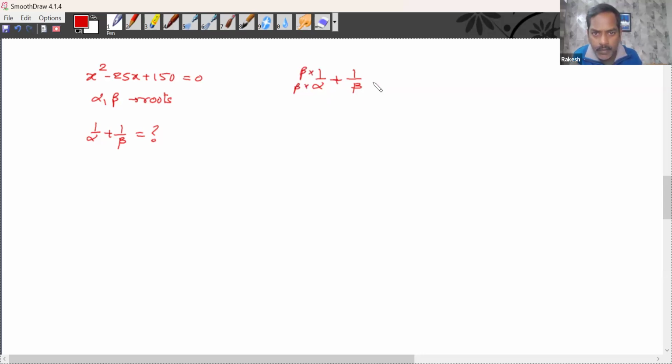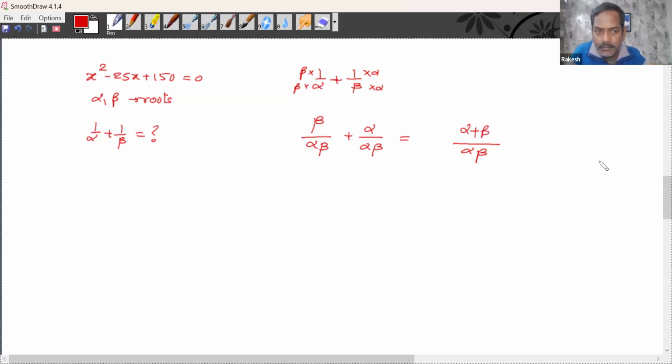Similarly, here it would be alpha beta. So I want to multiply both numerator and denominator by alpha. So what do I get? I'll be getting beta over alpha beta plus alpha over alpha beta. Now the denominator is same. So we can get alpha beta in the denominator, and in the numerator it would be beta plus alpha, or we can write it as alpha plus beta, because it doesn't make much difference.